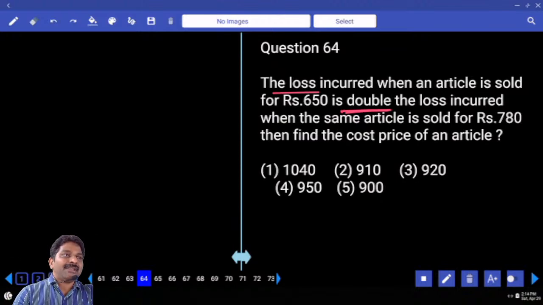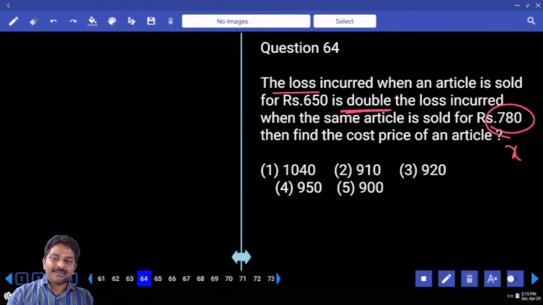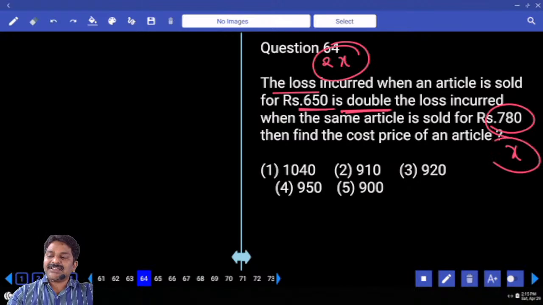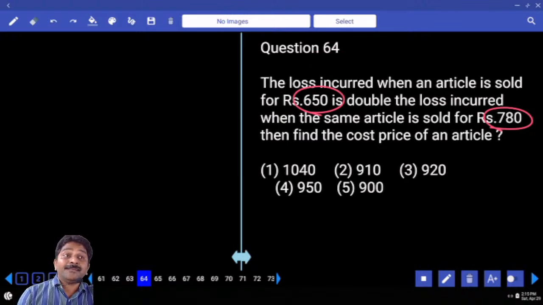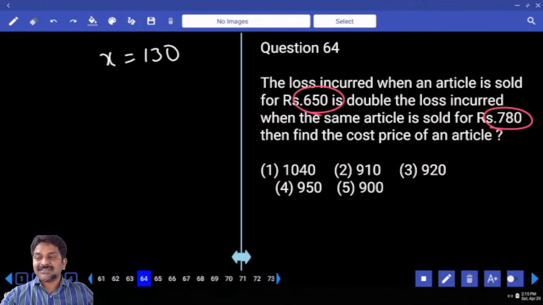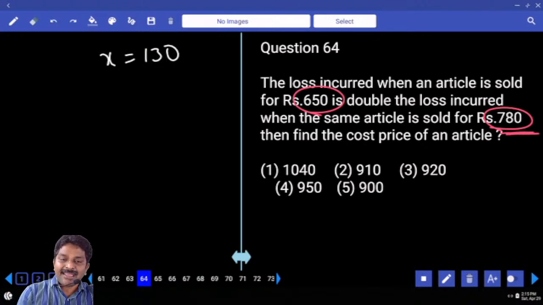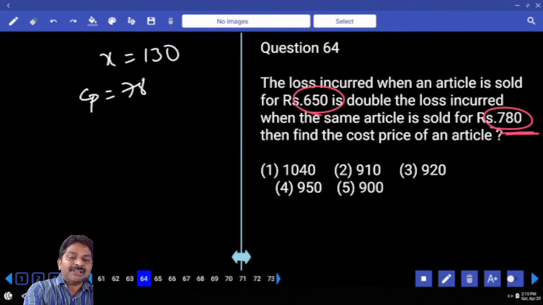That means in second case, if there is x rupees loss, first case, how much loss is there? Double the loss. That means difference between 2x and x. How much is that? x. That is equal to difference between these two numbers only. How much is difference between those two? 130. That means x is equal to 130. After 130 rupees loss, selling price becomes 780. Then cost price is equal to 780 plus 130 only. How much is that? 910.